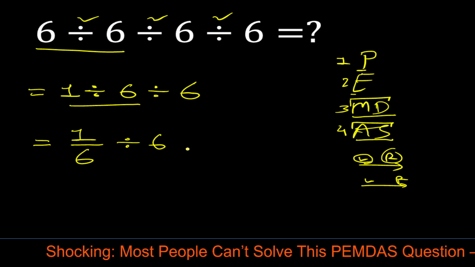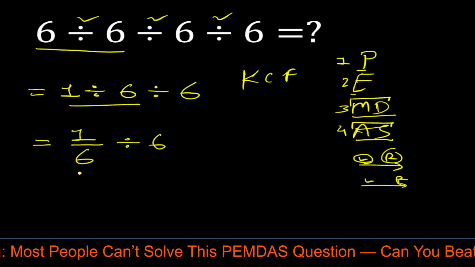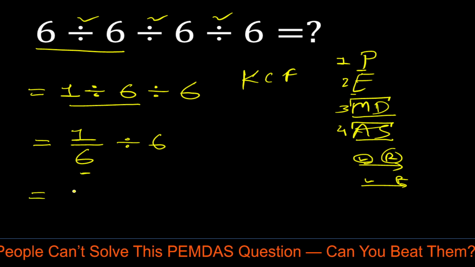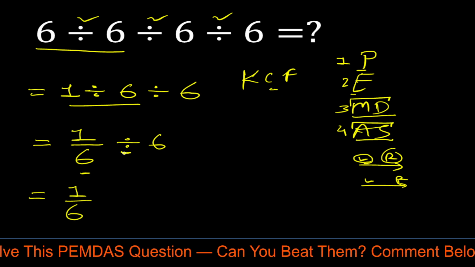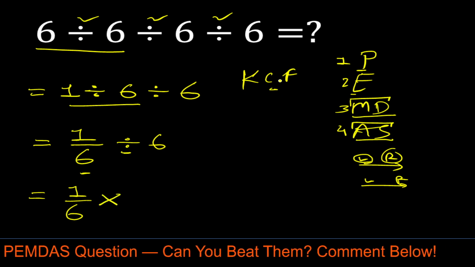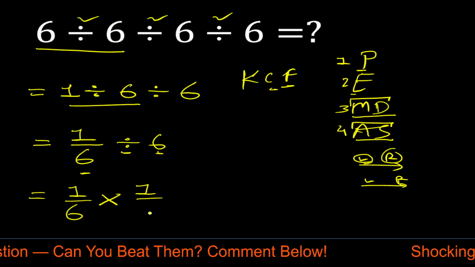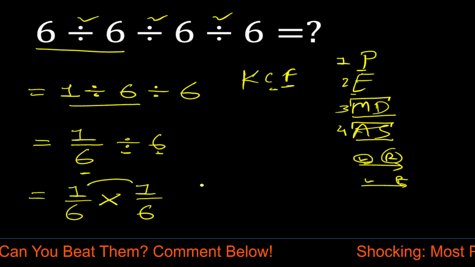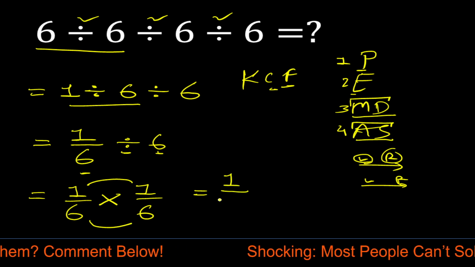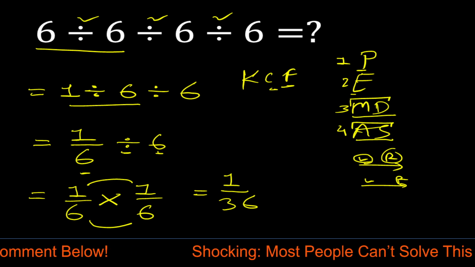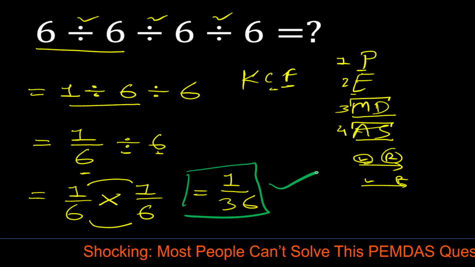divided by 6. Now according to KCF rule, K means keep this first fraction 1 upon 6 as it is same. Then C means change this sign from division to multiplication. Then F means flip this second 6 is equal to 1 upon 6. Now 1 times 1 is equal to 1. And 6 times 6 is equal to 36, right? So the correct answer is 1 upon 36.